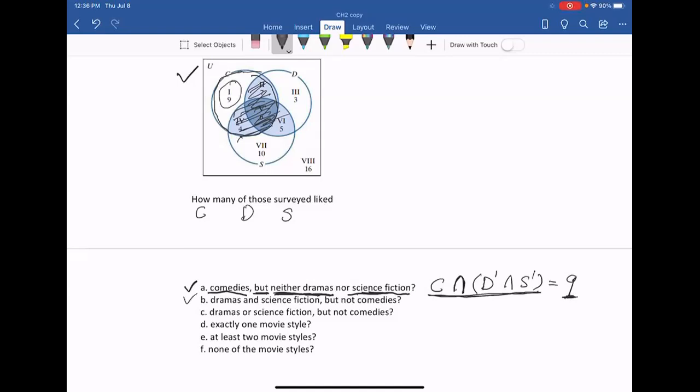Next part, dramas and science fiction, but not comedy. So I need more space. Number B. I put B here.